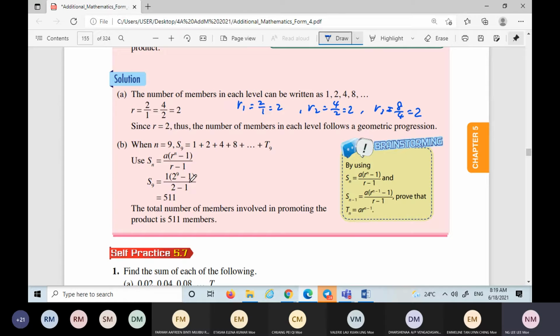Just put in the S9 formula. Make sure you know the a here is 1, and the r here is 2. Use the formula with r minus 1, so that you have a positive at the denominator. So your answer is 511.